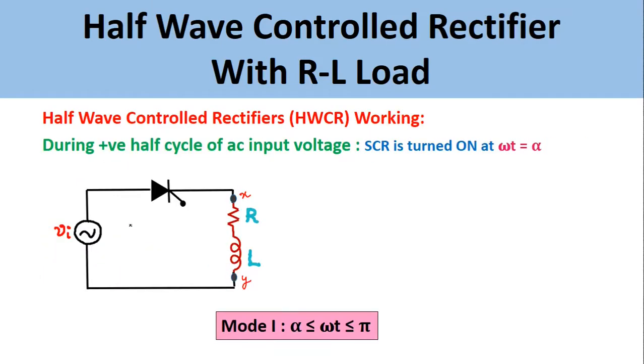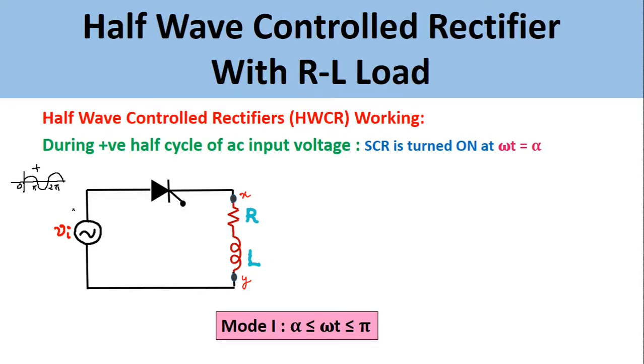First we will study mode number 1, in which omega t ranges from alpha to pi. Here alpha is the firing angle. In mode number 1, we will take the positive half cycle. So this is our AC signal. This goes from 0 to pi, and here we have 2 pi. So during the positive half cycle, that means from 0 to pi, what happens?